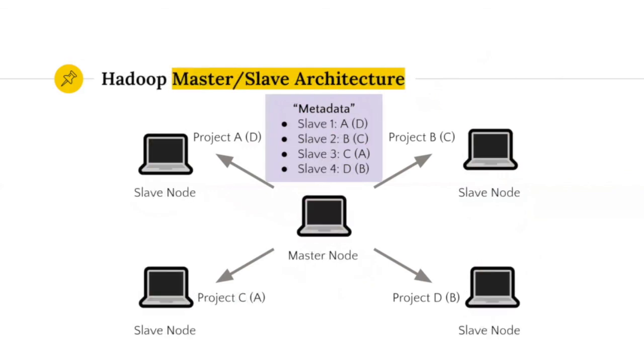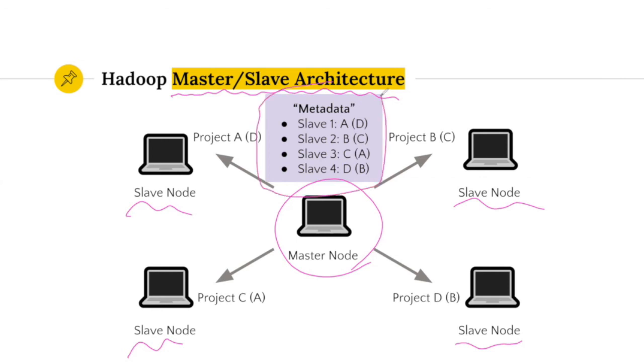So I'm going to replace all the faces with computers. And that's exactly what happens in a Hadoop cluster. And this is called a master-slave architecture. So the master node is basically our project manager, Trisha. And then the slave nodes are basically the workers that do the actual work. So what the master node does is manage the metadata, the ledger or the note that records which task was assigned to which slave node, okay?